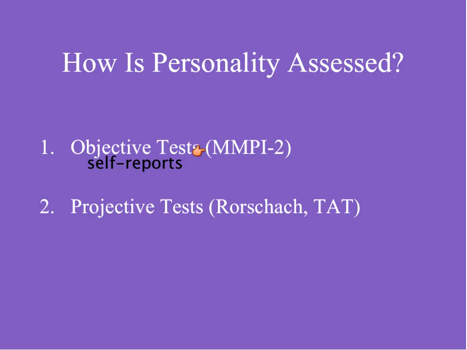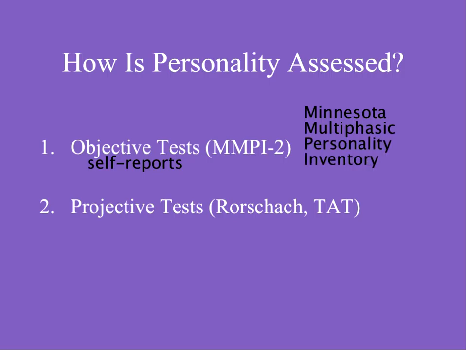For example, there's a very famous objective personality test known as the MMPI-2. What does that stand for? Well, I'll spell it out for you here. The MMPI-2 stands for the Minnesota Multiphasic Personality Inventory. Okay, believe it or not, the MMPI-2, the Minnesota Multiphasic Personality Inventory, is comprised of 567 true-false items to which we ask you to respond.